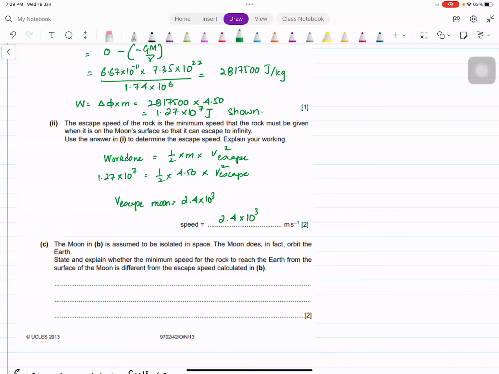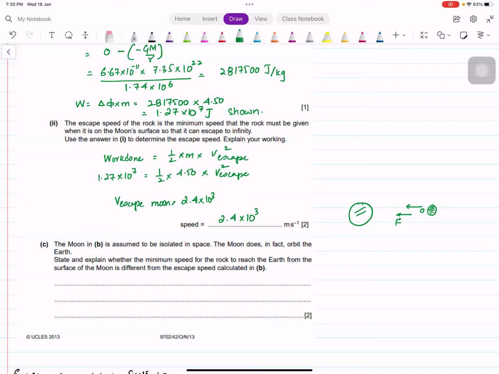The reason why it should be different is that if you send something from the moon towards Earth, right, not only does the work you've done help the rock do work against the gravity of moon, but Earth is also going to attract it, which means that you would need less energy. Do you guys agree? Oh, yeah, that makes sense. So you're saying it's going to be the same? No, it's going to be lower.